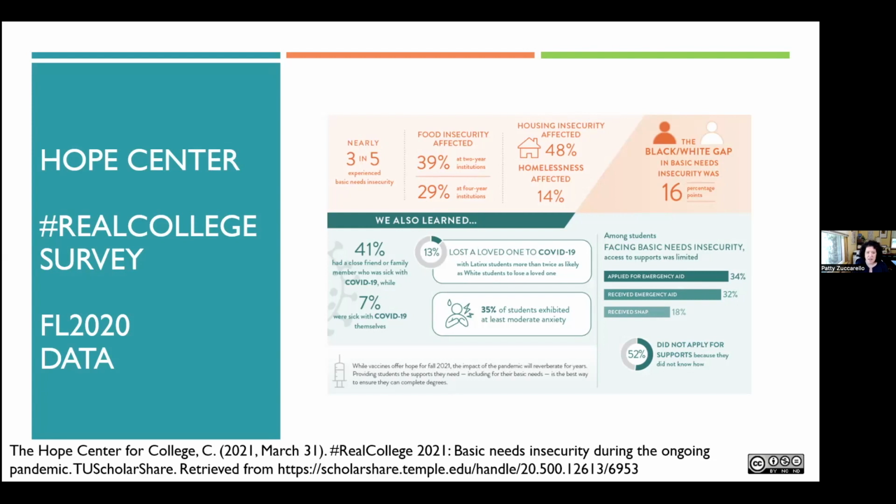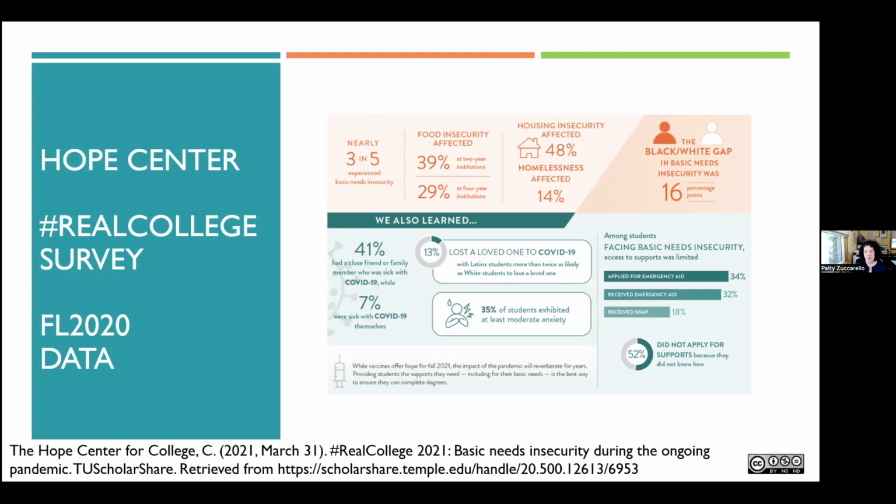And here you can see 3 in 5 students experience some kind of basic needs insecurity. Housing insecurity affected almost half of those students. Homelessness affected 14% of those students. And here again, they found a disparity in terms of race and ethnicity, looking specifically at the Black to white gap in basic needs security and seeing a 16 percentage point difference between those two groups. So those are pieces I think are really important to look at.